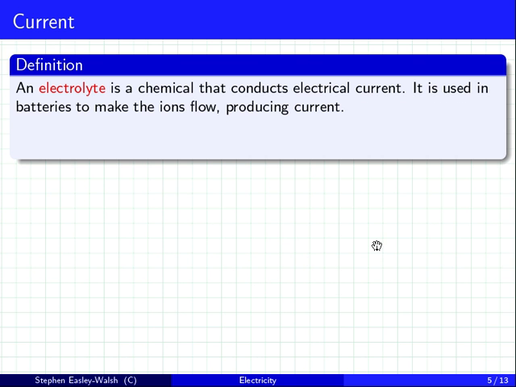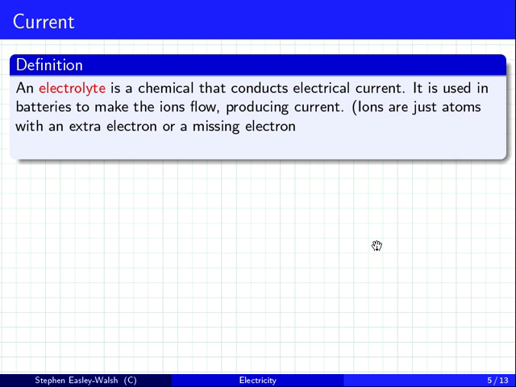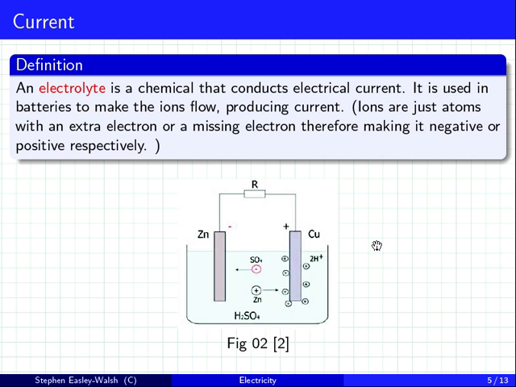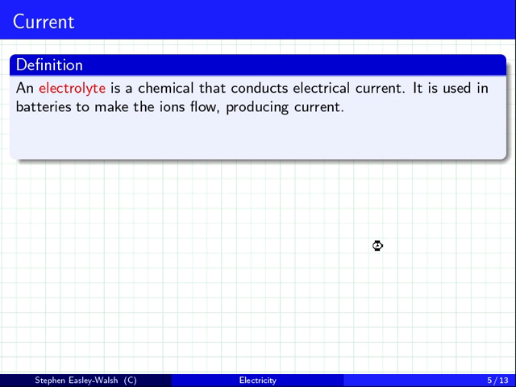Now, you don't need to write the next part down. You all know what an ion is, don't you? What's an ion? Ions are just atoms with extra or missing electrons. So it's enough to write this much down.